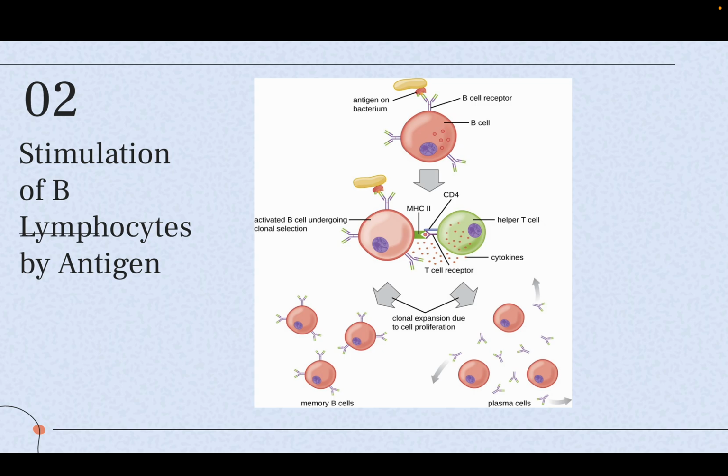T-independent antigens, however, like polysaccharides or lipopolysaccharides, are able to activate B cells in the absence of T cell help. These usually cause a faster but weaker response with the predominant production of IgM antibodies and minimal or no immunological memory.